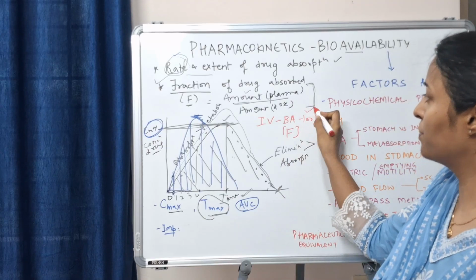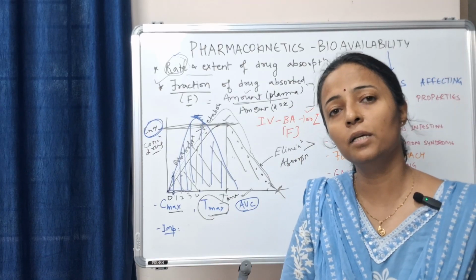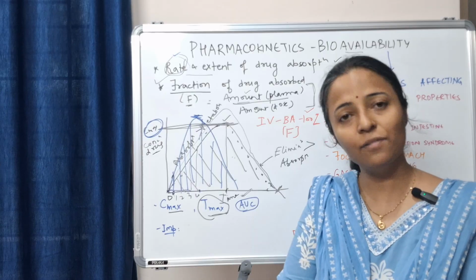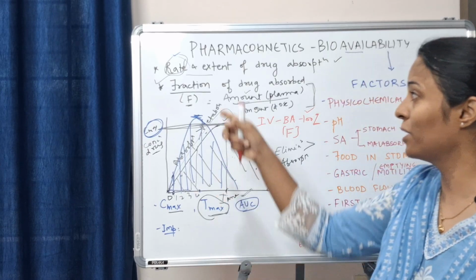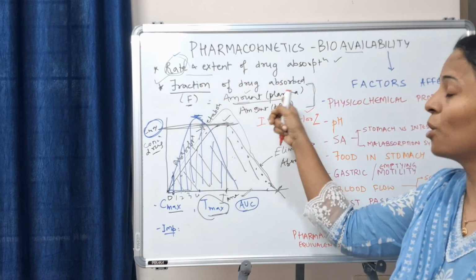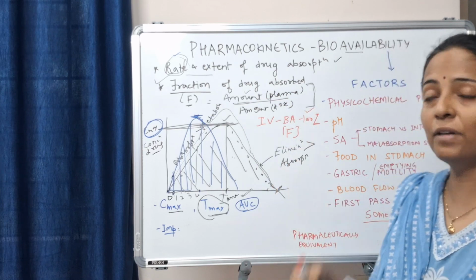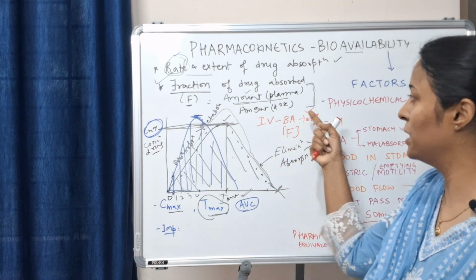So this is 100%. Why is it 100%? Because it is IV, you are giving it directly into the plasma. And what is the definition? Fraction of the drug absorbed in the plasma. So yes, you are giving directly in the blood vessel, so bioavailability is 100%.